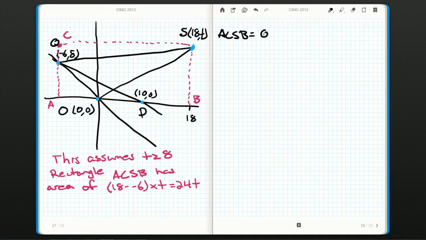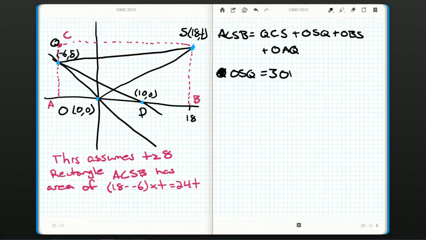So this rectangle is the same as triangle QCS, plus OSQ, that's the one we want, plus OBS, which is a right angle triangle, plus OAQ, which is another right angle triangle. So we have 3 right angle triangles and the triangle that we want. So OSQ, its area, is 3 times the area of OPQ, which we know from the last question, we're shooting for an area of 120. Okay? So now we know that 24T is something plus 120 plus something plus something.